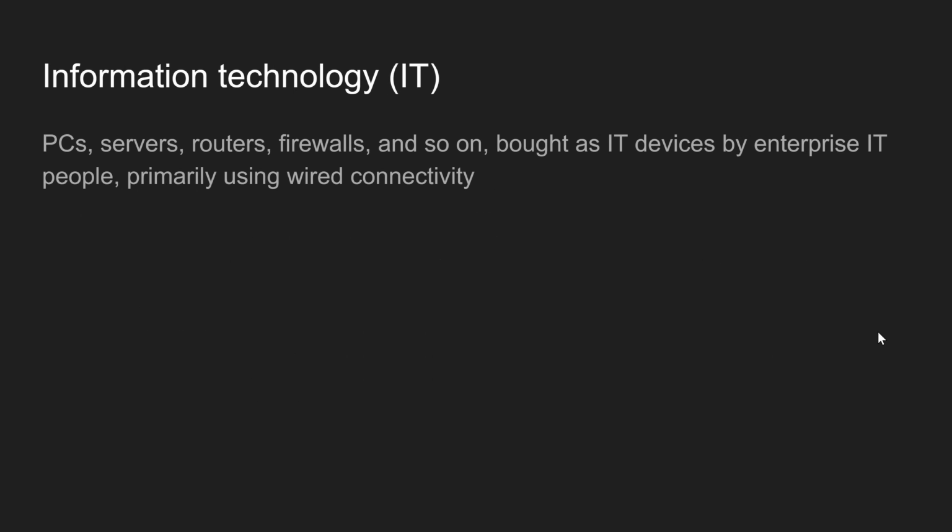Information technology: PCs, servers, routers, firewalls, and so on, bought as IT devices by enterprise IT people primarily using wired connectivity.